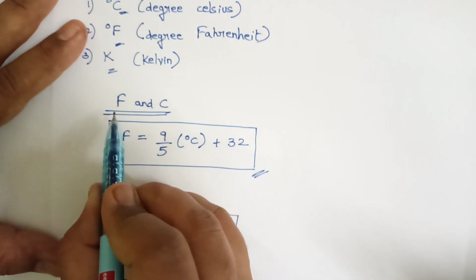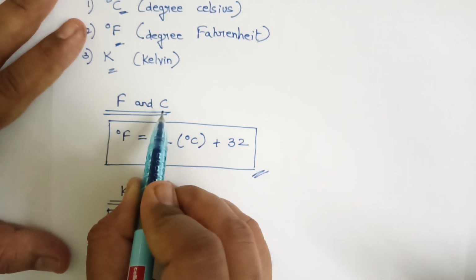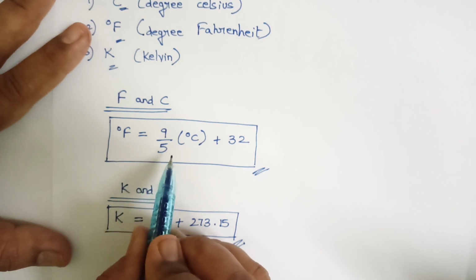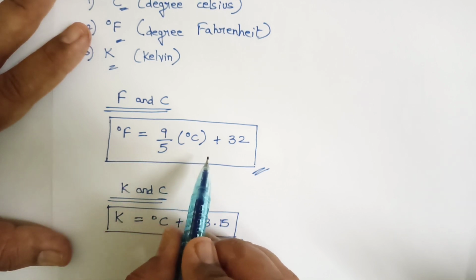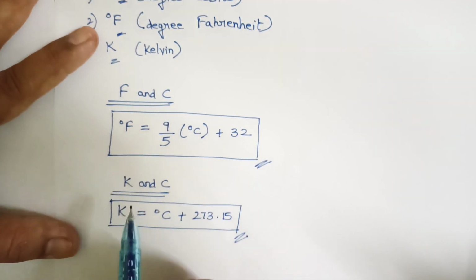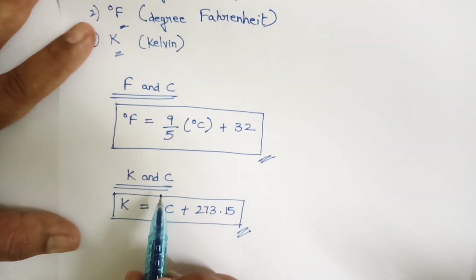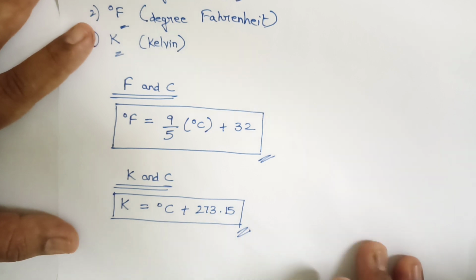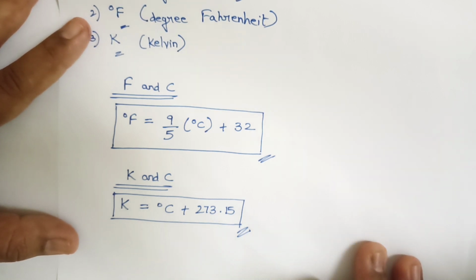So did you understand? Relationship between Fahrenheit and Celsius will be degree Fahrenheit is equal to 9/5 degrees Celsius plus 32. Relationship between Kelvin and Celsius will be Kelvin is equal to degree Celsius plus 273.15. Okay, with this we complete today's video.